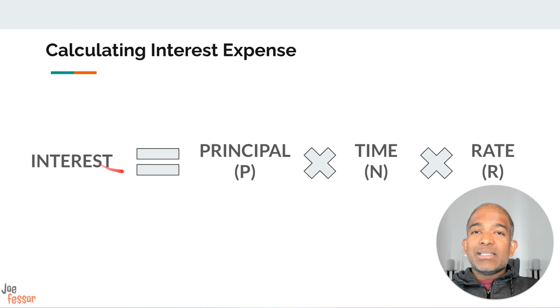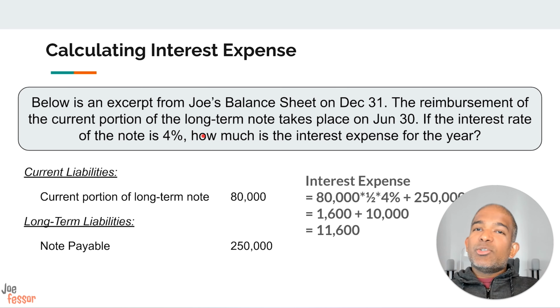Accurately calculating interest expense ensures that a company's financial statements reflect the true cost of its liabilities. This impacts profitability and also decision making. Let's apply the interest expense formula we just learned to a real-world example. Below is an excerpt from Joe's balance sheet on the 31st of December. The reimbursement of the current portion of the long-term note takes place on the 30th of June. If the interest rate of the note is 4%, how much is the interest expense for the year?